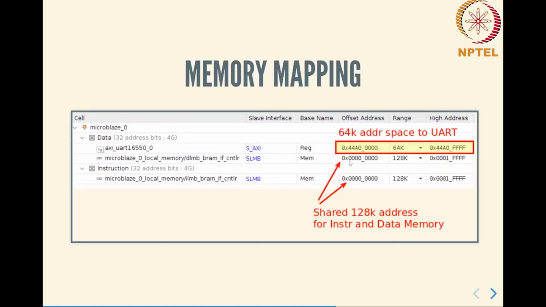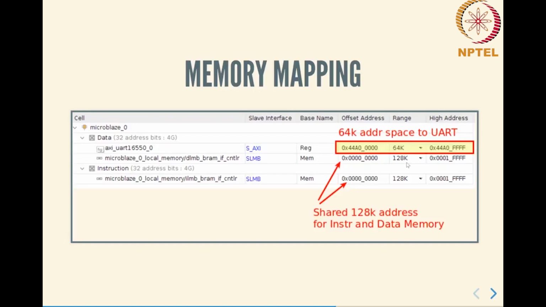But if you look at the addresses that are assigned to them, they are exactly the same addresses that are used both for the data and instruction. So in other words, this MicroBlaze processor does not have a separate data memory and a separate instruction memory; both overlap in terms of the address space. How much memory is available? That's basically 128 kilobytes.